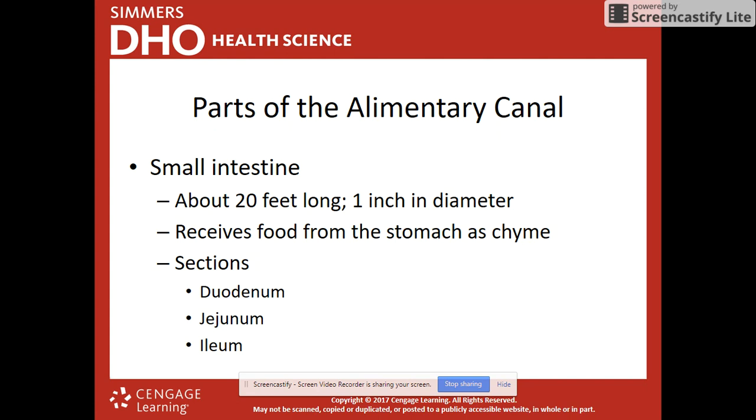Then we have the small intestine. So it's about 20 feet long, which obviously is huge. And it's got 1 inch diameter, and it's going to receive food from the stomach, and that's going to be known as chyme. Okay, so we've moved from a bolus to chyme. Still just a wad of food, but it's been digested a little bit more than when it first started in the esophagus.